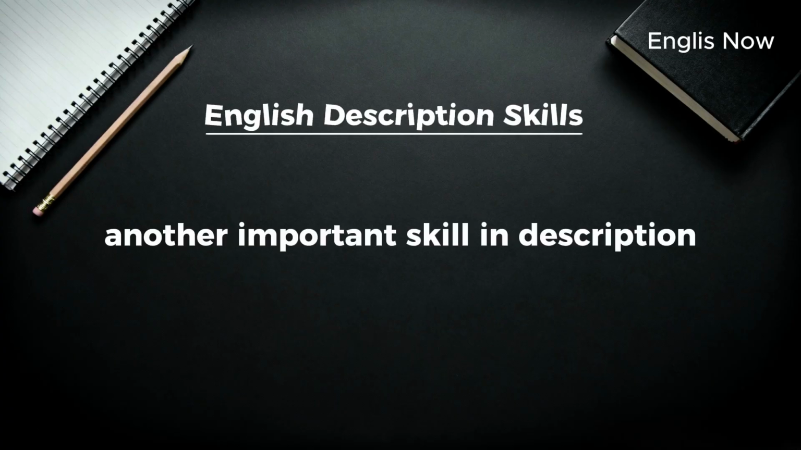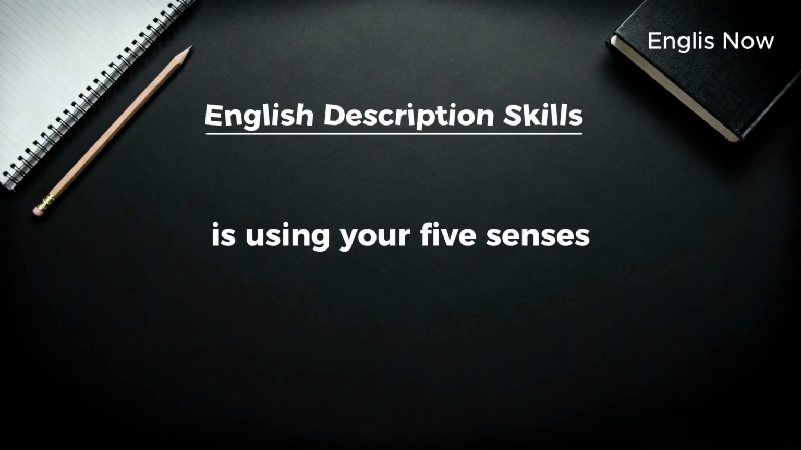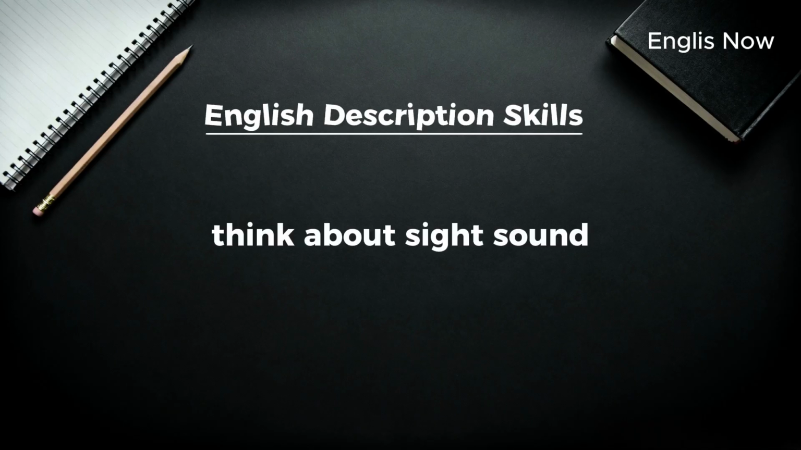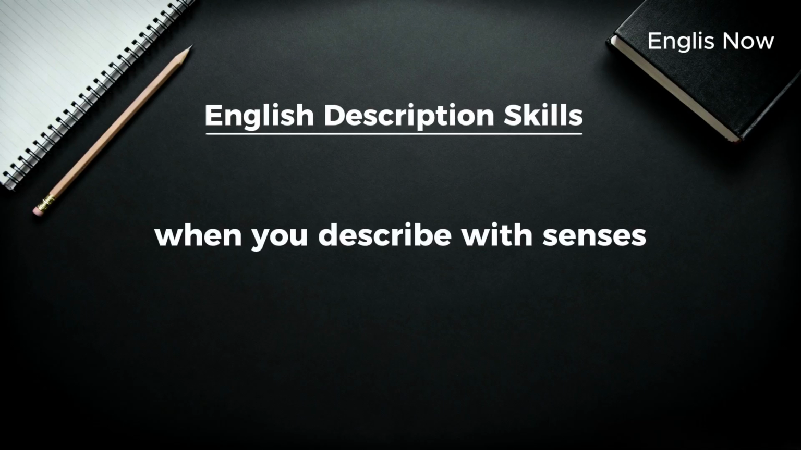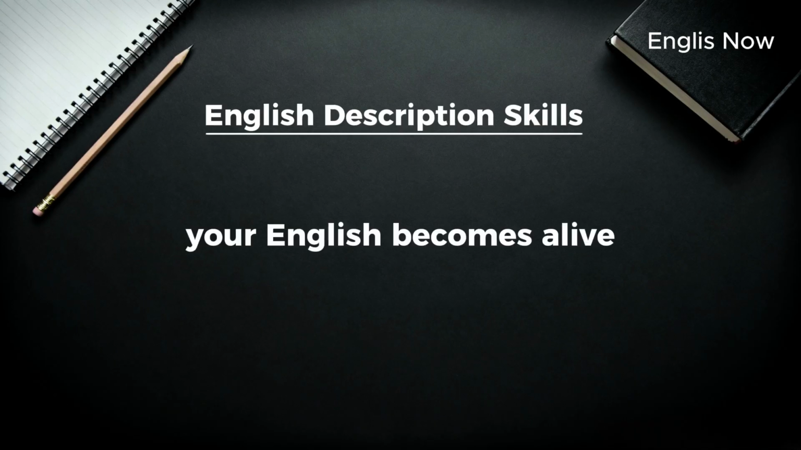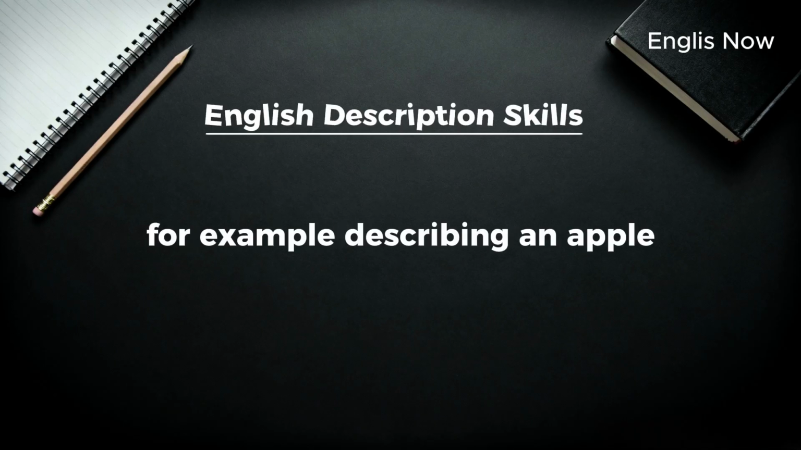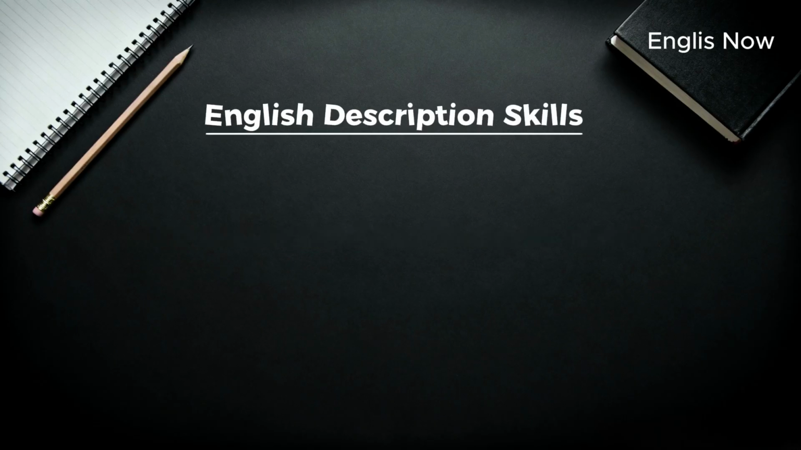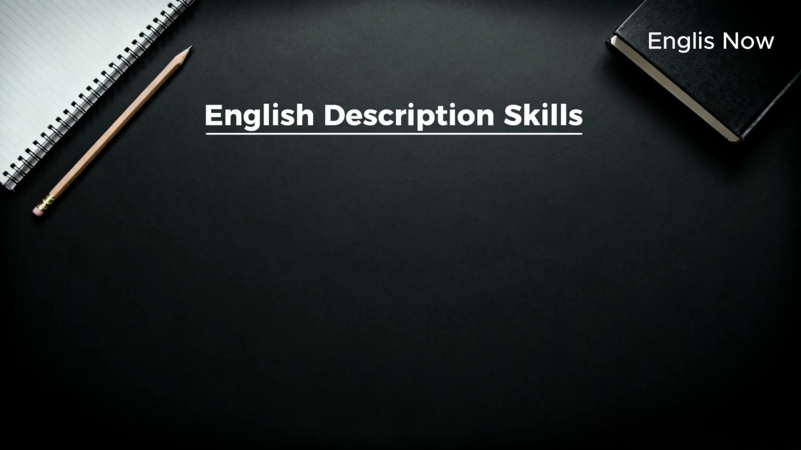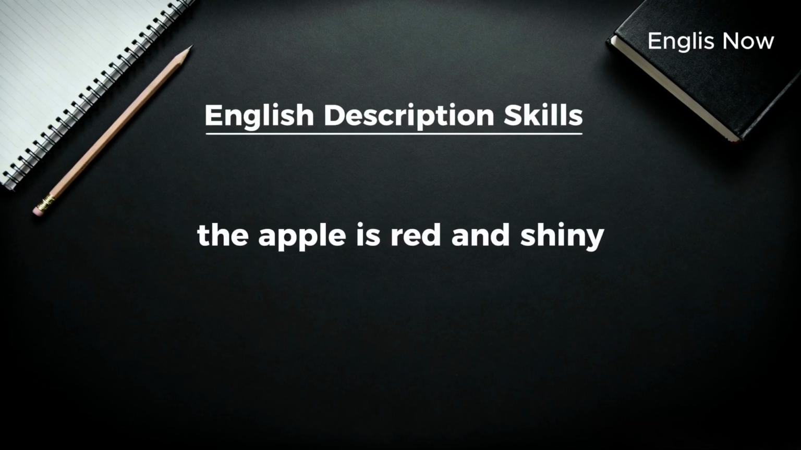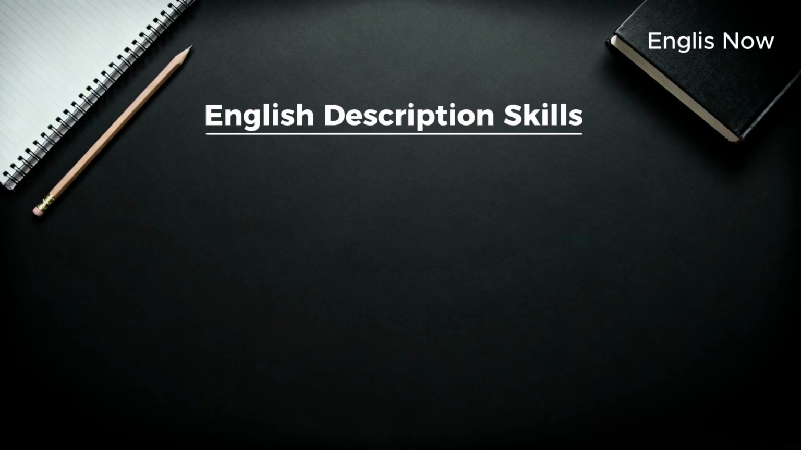Another important skill in description is using your five senses. Think about sight, sound, smell, taste, and touch. When you describe with senses, your English becomes alive. For example, describing an apple. The apple is red. That is basic. But add senses. The apple is red and shiny.